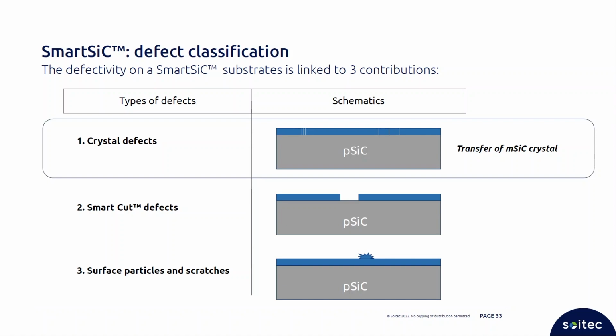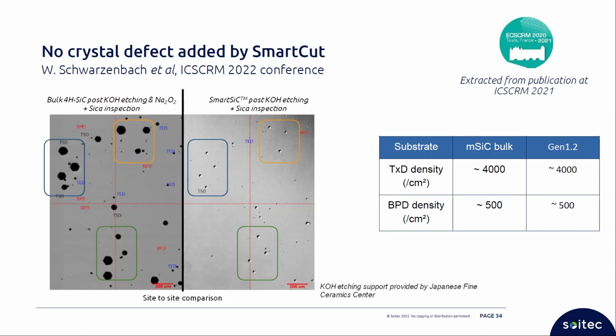For the crystal defects, yesterday we discussed all the crystal defects we can have in a SmartSiC wafer, in the mono-SiC wafers, like micropipes, EPD, inclusions, and so on. The main point is that these crystal defects are transferred from the mono-SiC. The SmartCut doesn't change the crystal quality of the transfer layer. We just take the crystal quality of the donor and obtain exactly the same on the wafer. Again, the pictures we published at ICSCRM in 2021.